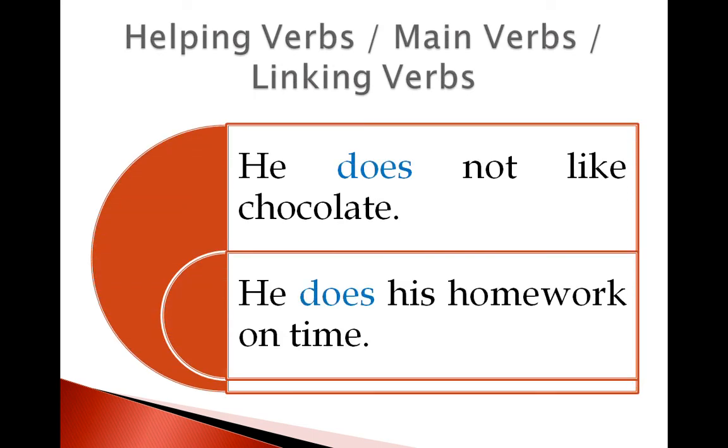He does not like chocolate. Does is not a form of verb be, so it's either a helping verb or a main verb itself. Is it followed by another verb in this sentence? Yes, like is a verb, so that makes it a helping verb. Take a look at the next example.